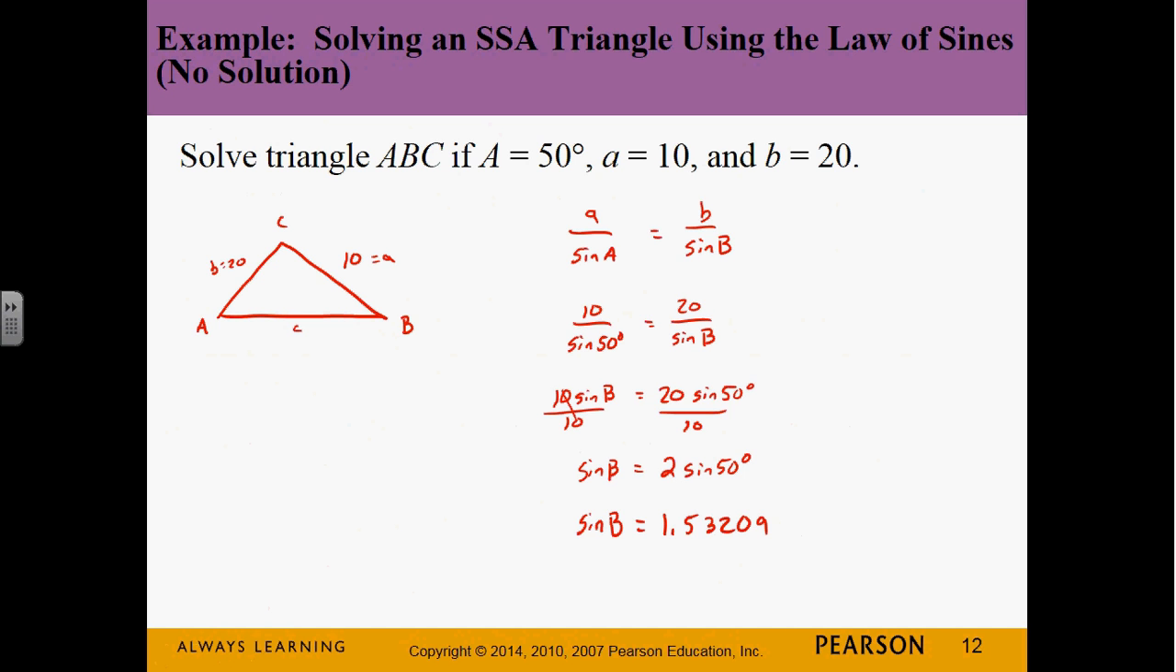So if you plug this into your calculator and do arcsine of 1.53209, what happens? You get a domain error. Yeah. So if you're working this along and you come across an error, oh, no solution. There's no triangle. Okay? You don't have to compare H to anything. There's no reason to do all of that. It derived itself out. You wound up with an error, you know you've got no triangle. Okay?